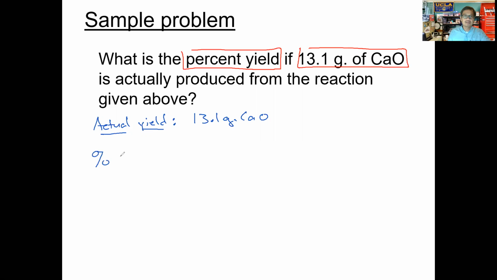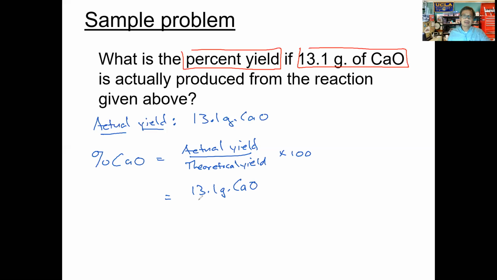So they want us to find the percent yield of calcium oxide, which means we need the actual yield of calcium oxide, which is given to us here. We need the theoretical yield of calcium oxide, which we calculated in the previous problem. And we're going to multiply that by 100, folks, so let's go ahead and plug it in. The actual yield here is 13.1 grams of calcium oxide. The theoretical yield that we solved for in the previous slide is 13.9 grams of calcium oxide. We're going to multiply that by 100 to get our percent yield.